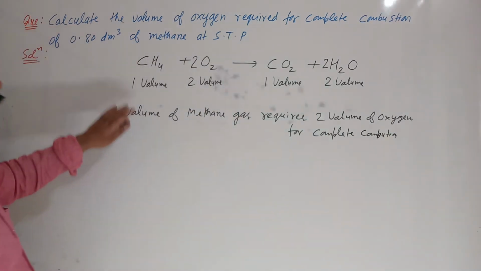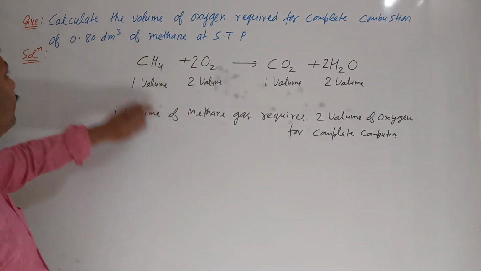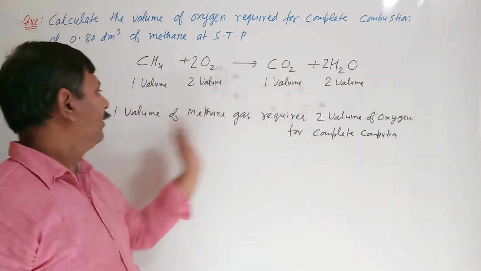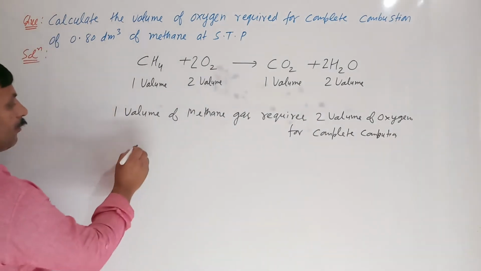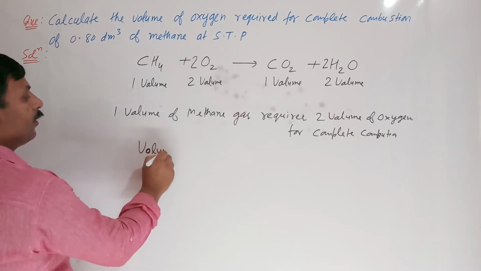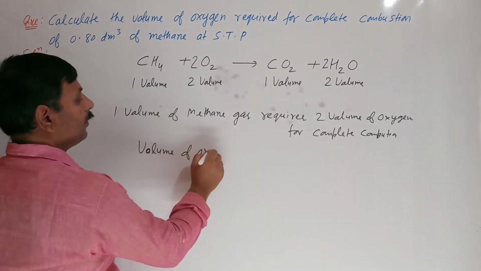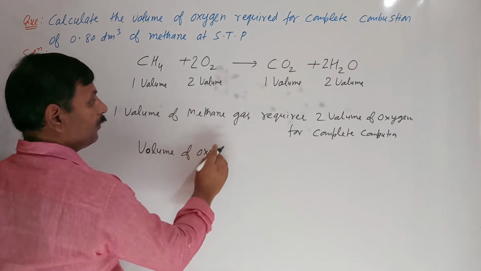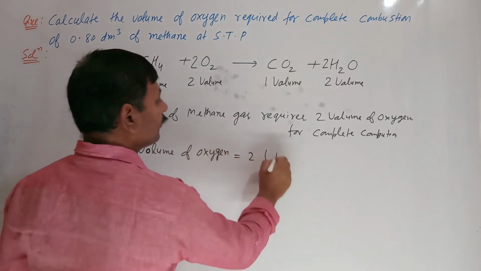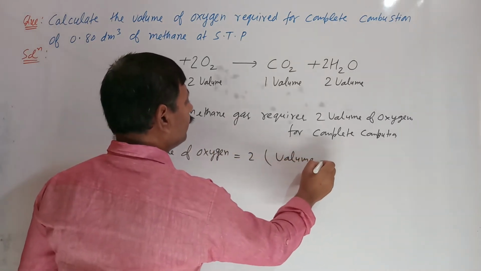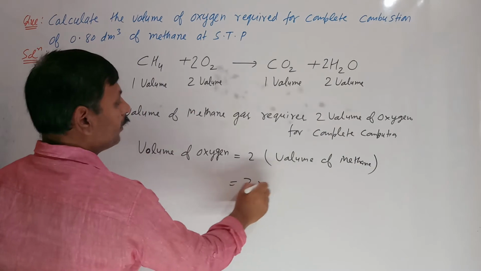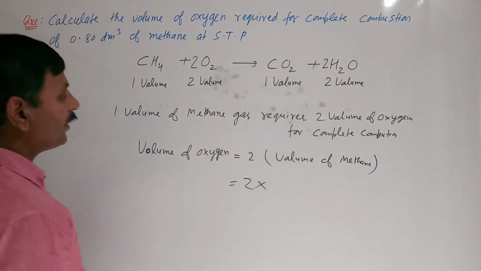So see here, they have given volume of methane gas 0.2 dm cube. So what is the oxygen required? The volume of oxygen required for complete combustion is twice of the volume of methane gas.